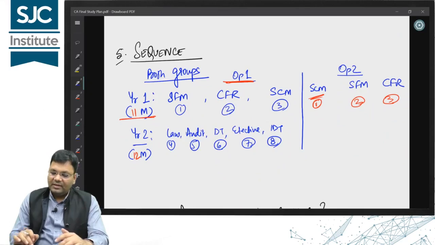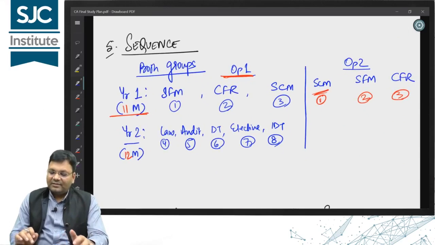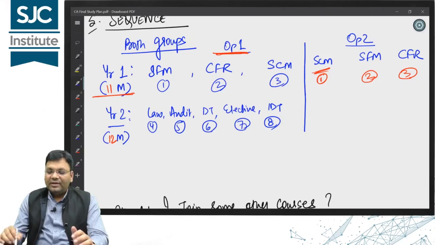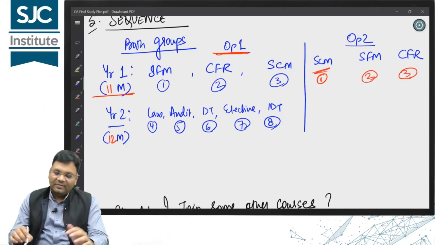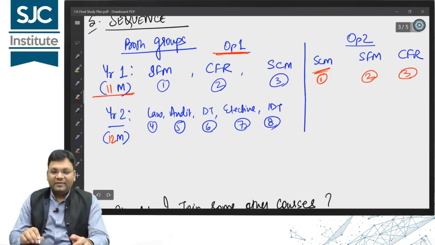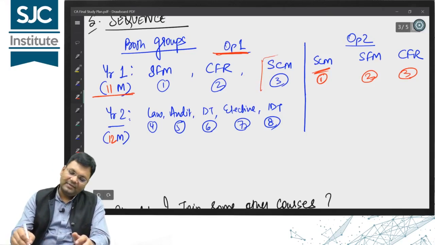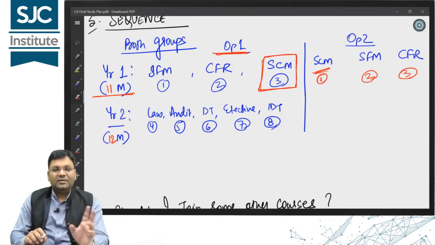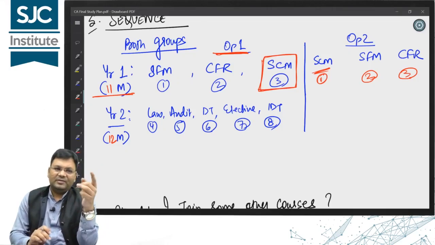Then the sequence I have suggested: usually students take SFM, CFR, SCM, and usually students take SCM, SFM, CFR, but this time I am suggesting that you take SFM first, then CFR, then SCM. Why SCM is third? Because every term the institute is bringing new questions. Each term they bring 3 sets of papers: one is RTP, then MTP, then the exam paper. So in these 3 papers in each term, they keep adding some questions.